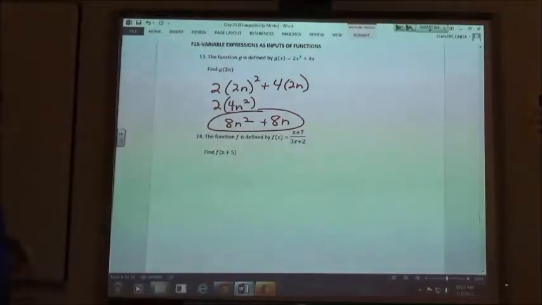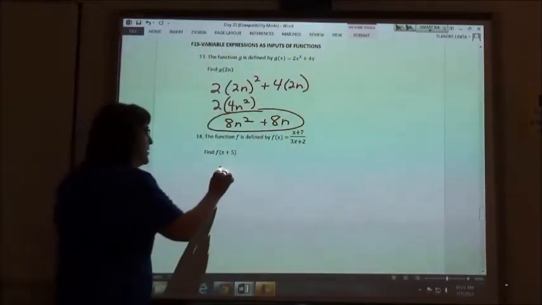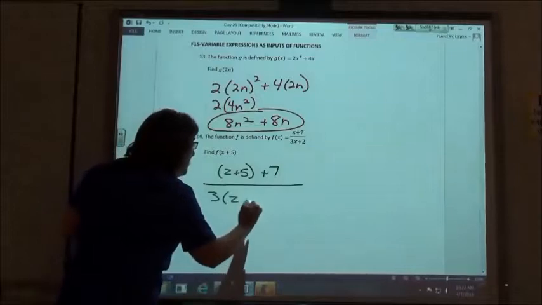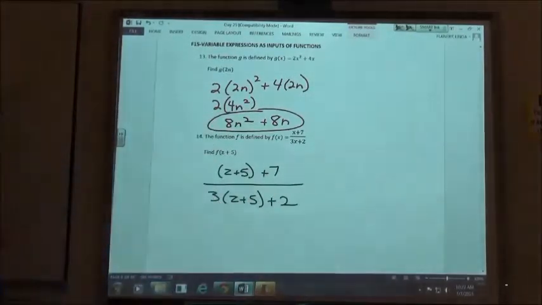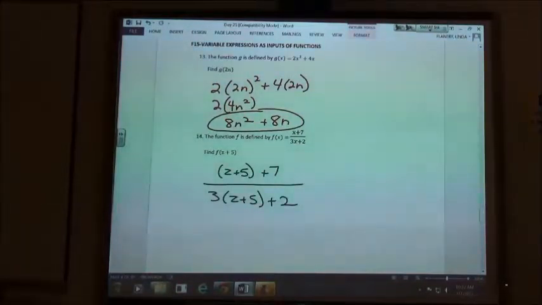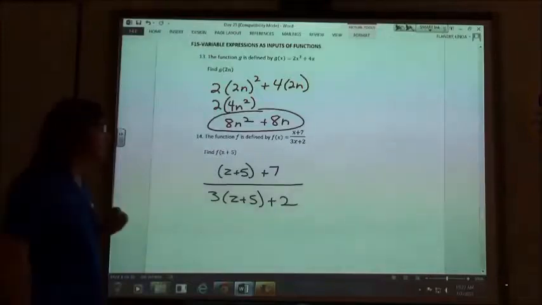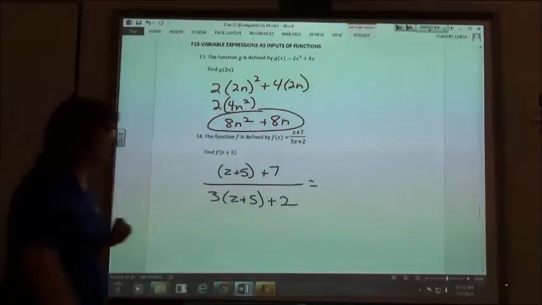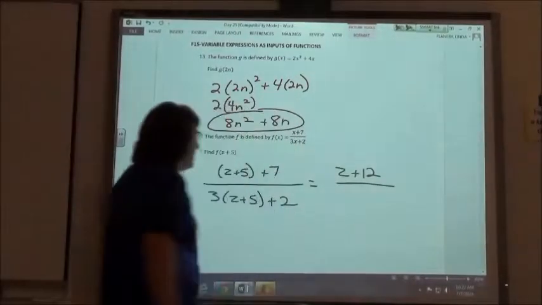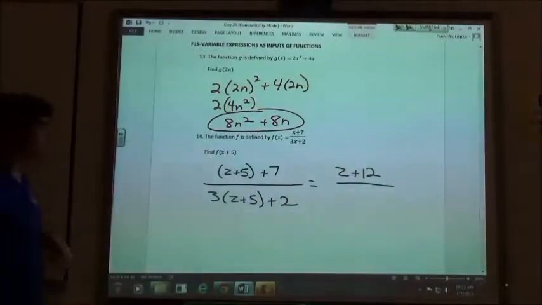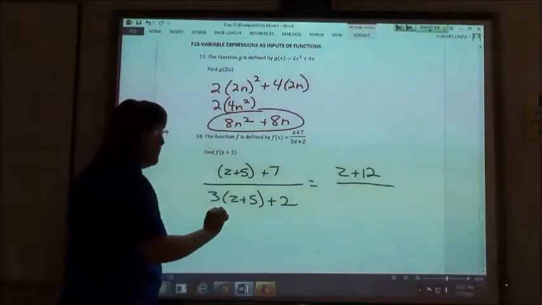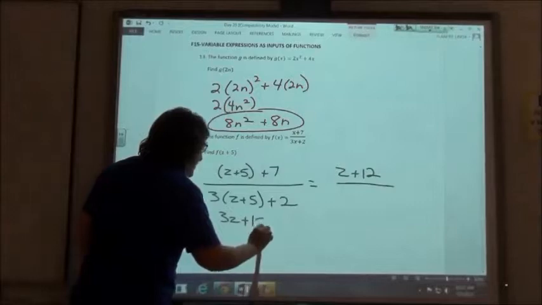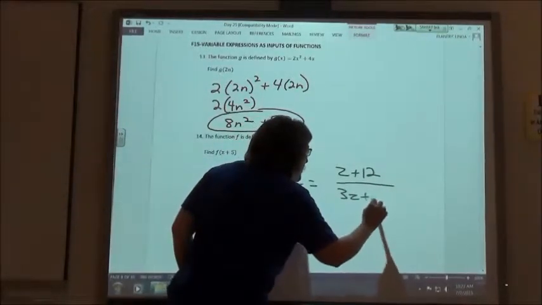So number 14, this time I'm going to substitute z plus 5 in for my x's. So on the top of the fraction, I'm going to have z plus 5 plus 7. On the bottom, I'm going to take 3 times z plus 5 plus 2. So on the top of my fraction, I'm going to get z plus 12. On the bottom of my fraction, using my distributive property first, 3z plus 15 plus 2, which is 3z plus 17.